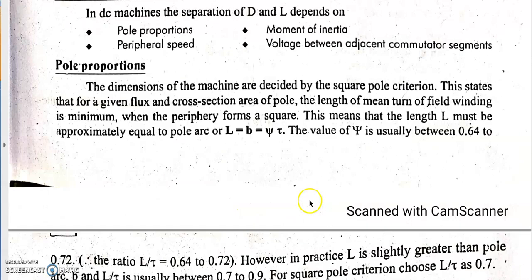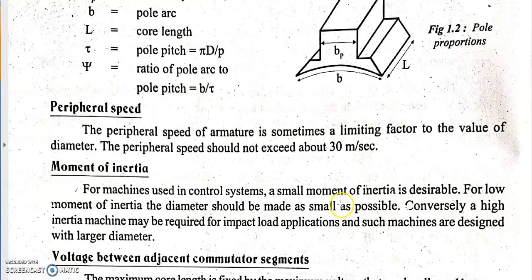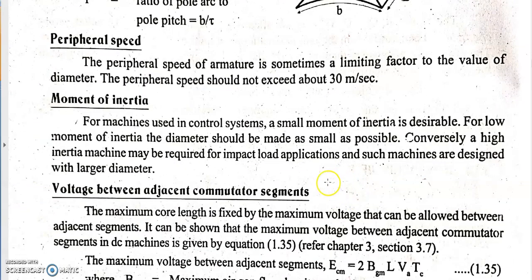So this is the first factor. Based on that we can easily separate D and L in a decimation. And these are the other three factors. The peripheral speed should not exceed 30 meters per second, which is another criterion. And moment of inertia depends upon whether the machine is used in control applications, wherein the moment of inertia will be lesser.